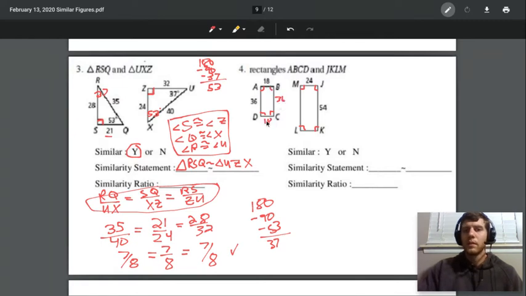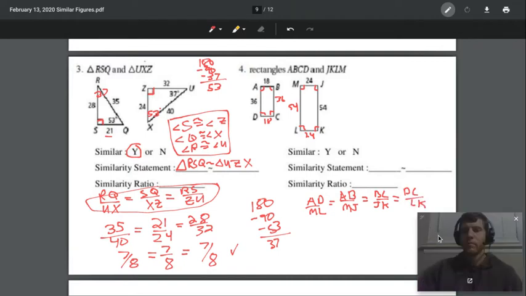Okay. We know opposite sides of rectangles are the same. So 54, 54, 24, 24. So we can fill in those sides, right? Because they're rectangles. Okay. AD is going to match up with ML. AB is going to match up with MJ. Okay, BC is going to match up with JK. And then DC is going to match up with LK.